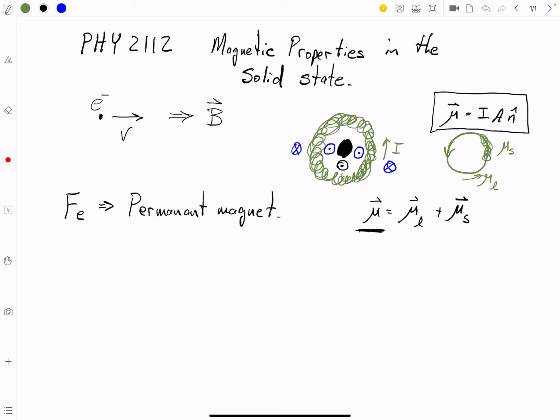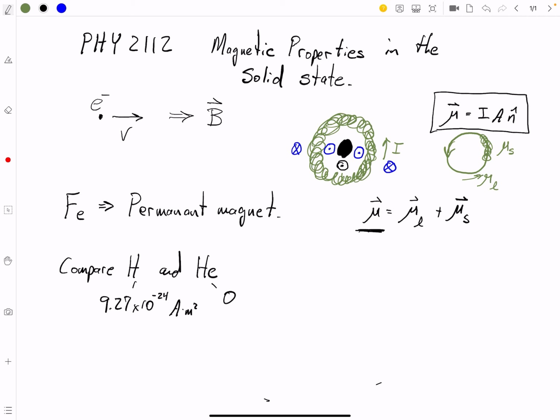So let's compare hydrogen and helium. Hydrogen is 9.27 times 10 to the minus 24 amp meters squared, and helium is 0. So nice. Good.